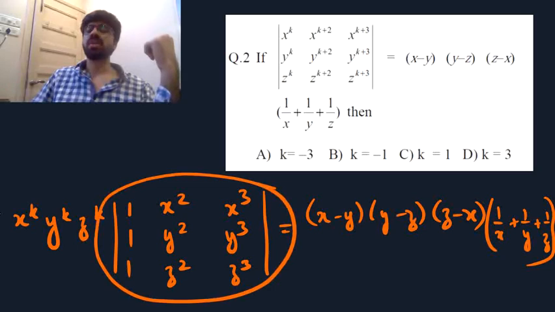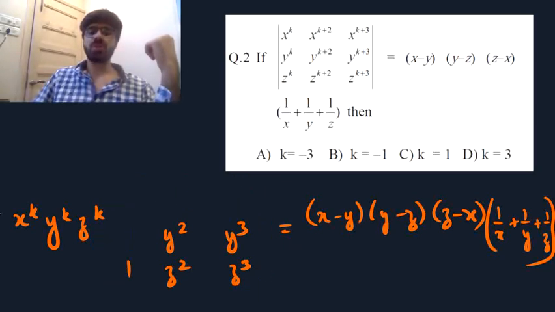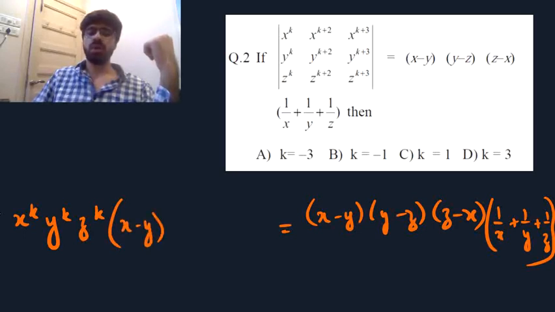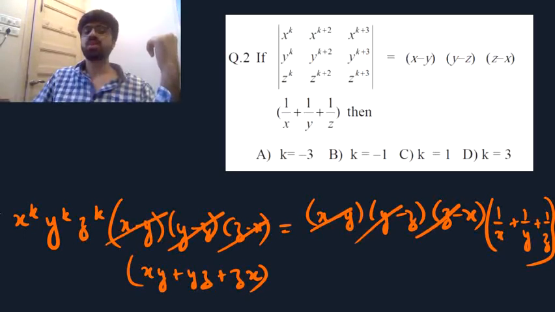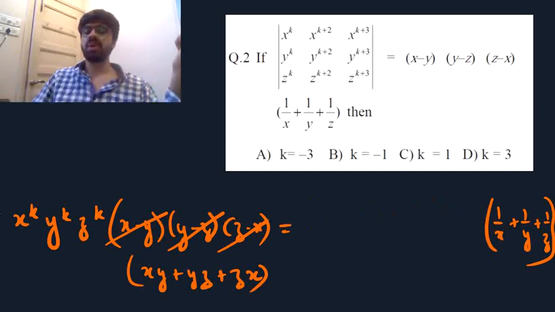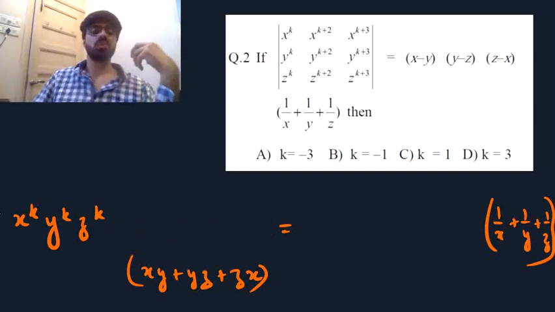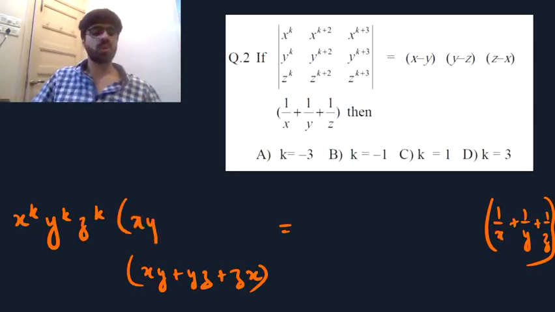The value for this determinant, we just saw, was x minus y into y minus z into z minus x into xy plus yz plus zx. So x minus y, y minus z and z minus x get cancelled on the left and right hand sides. That will leave us on the left hand side with x power k, y power k, z power k into xy plus yz plus zx.